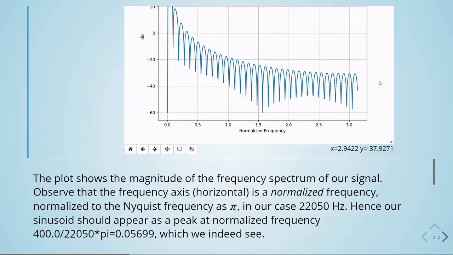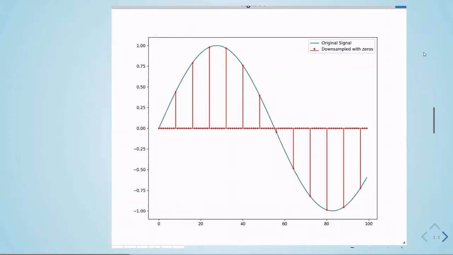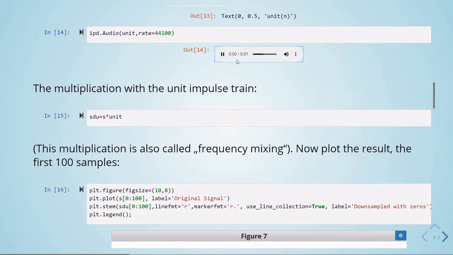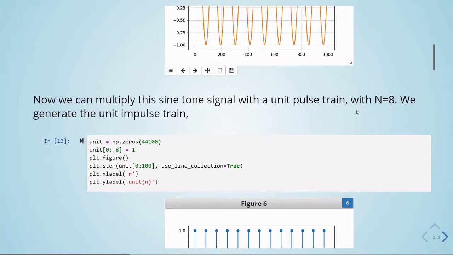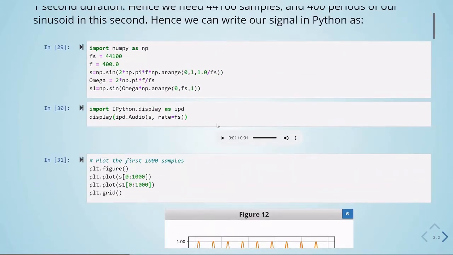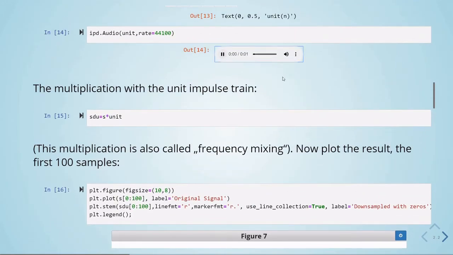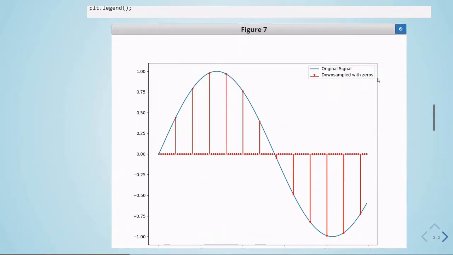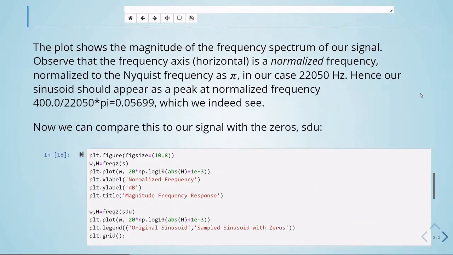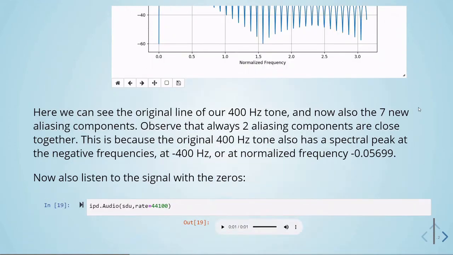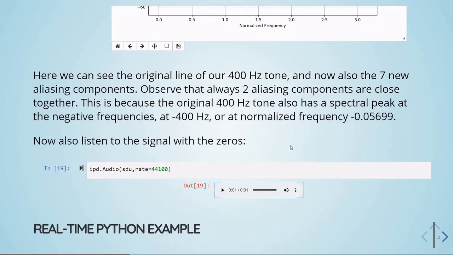So we hear that it's quite different from our original signal. Oh no, this is the unit pulse. This is our original signal. So this is our original 400 Hertz. We multiply with this unit impulse train, and what we get, still with the zeros on, is the downsampled version, and we have this 400 Hertz tone and 7 new aliasing components.